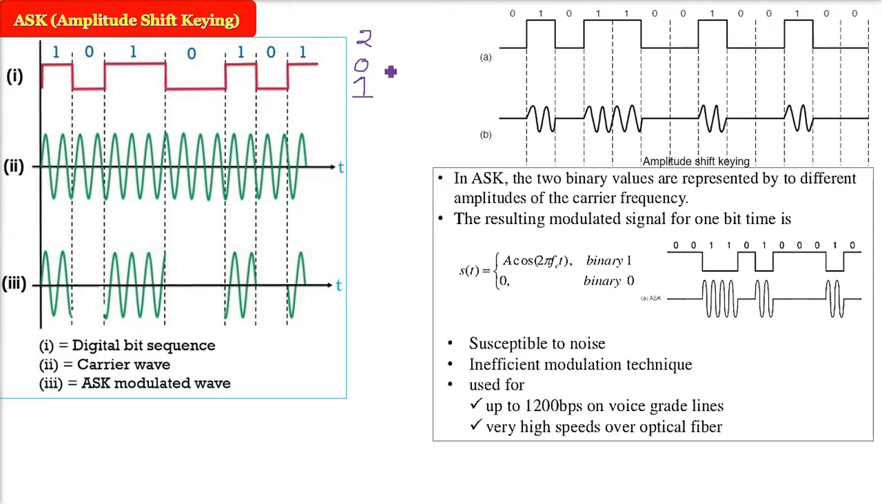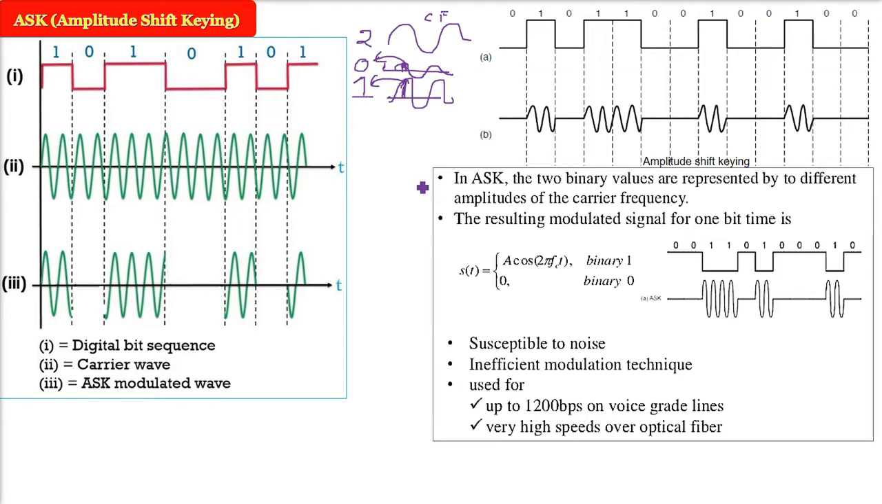What is the amplitude? Amplitude is the distance from the base level, how high the trough or the crest is. So the amplitude for 0 can be like this, and for 1 it can be like this. So the change in amplitude will represent different bits, different binary values. So by changing the amplitude, we can represent different binary values.